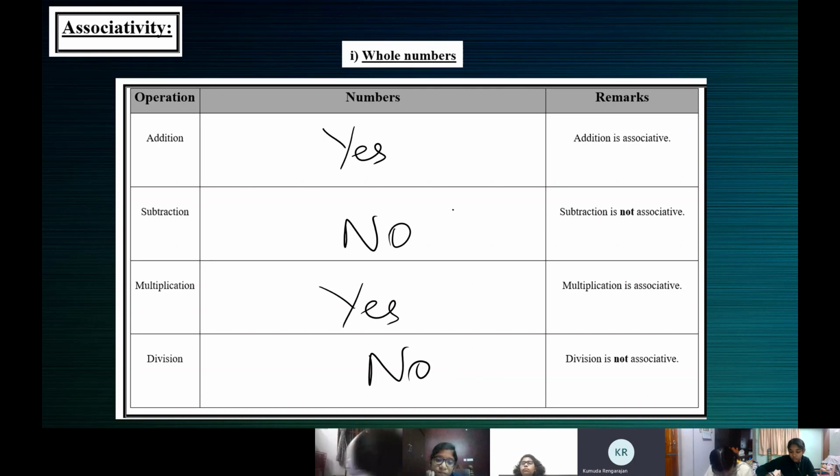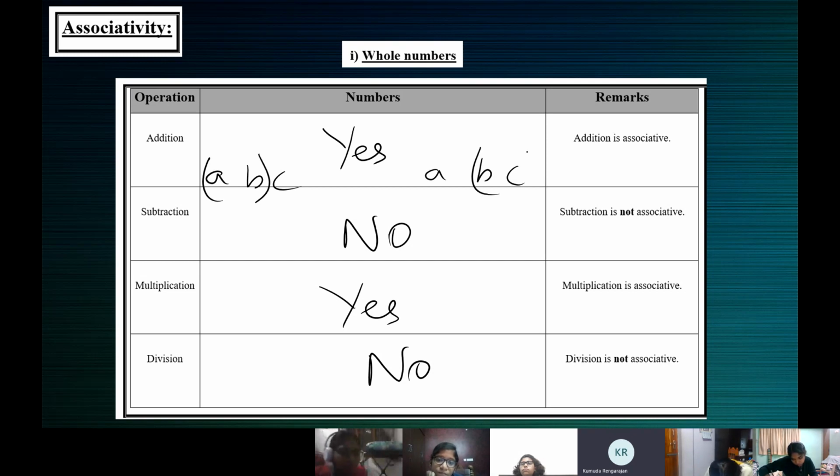For associativity, you need to use three numbers A, B, C. You need to group A and B and then B and C. You're grouping in a different order and performing the mathematical operations. Associativity means we take three numbers, group them in different orders and perform the operations.